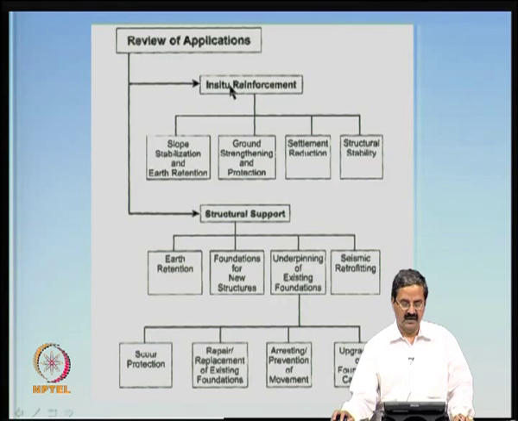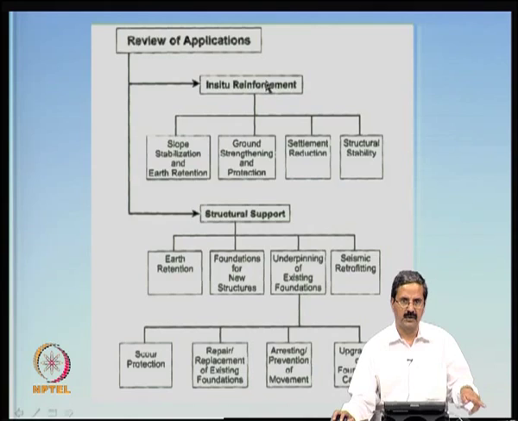Actually, the applications are too many, and it works as a reinforcement. In the case of a slope, why the slope failure occurs is because the driving forces are more than the resisting forces. So, we say that the factor of safety is less than 1. So, what we try to do is put micropiles such that they decrease the driving forces and increase the resisting forces. That is what we call reinforcing the slope.